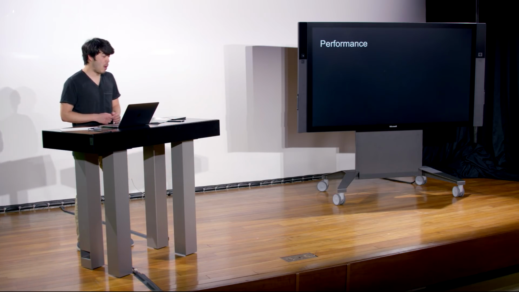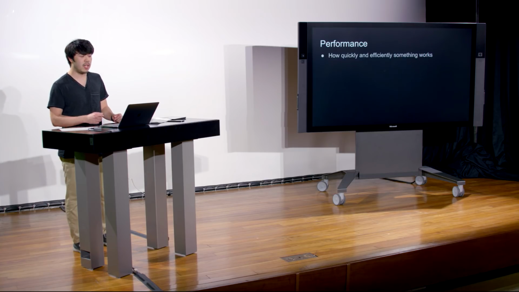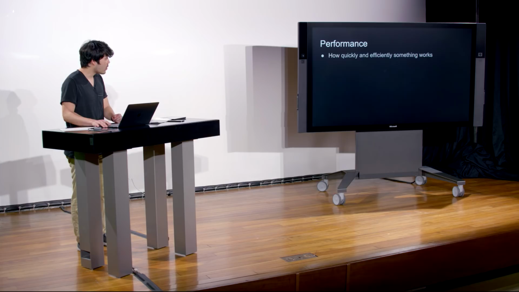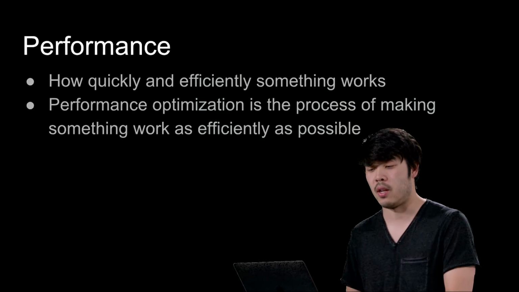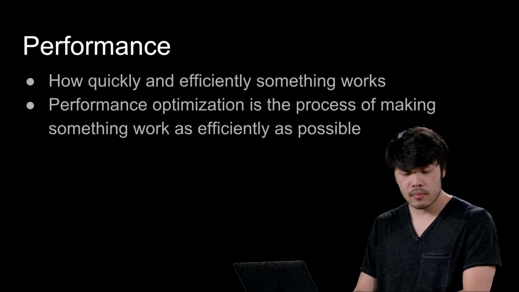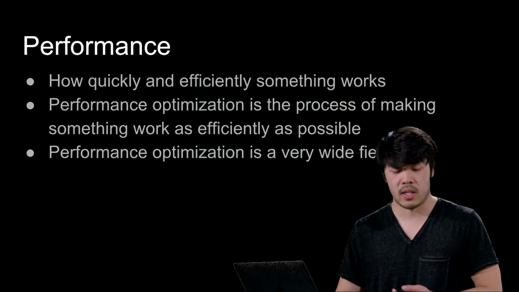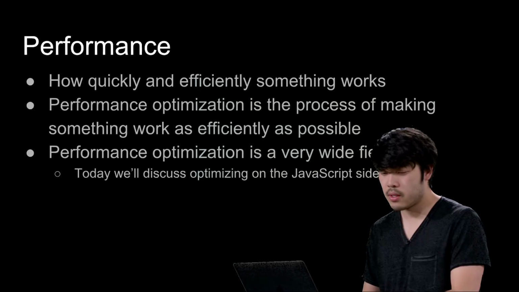So this week we'll be talking about performance. And so what exactly is performance? Performance is how quickly or how efficiently something works. And if we want to make that better, we can do what's called performance optimization. And by doing that, we can make something work as efficiently as possible. Performance optimization is actually a very, very wide field. But today, we'll only be talking about optimizing the JavaScript side of things.